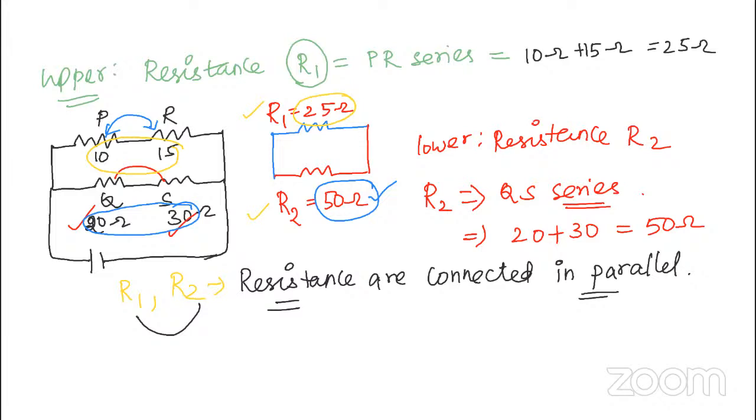Okay. So next, let us see how to calculate the resistance. So here we know the resistance value, that is R1 is 25 ohm and R2 is equal to 50 ohms. Right? Okay. So now write it down.